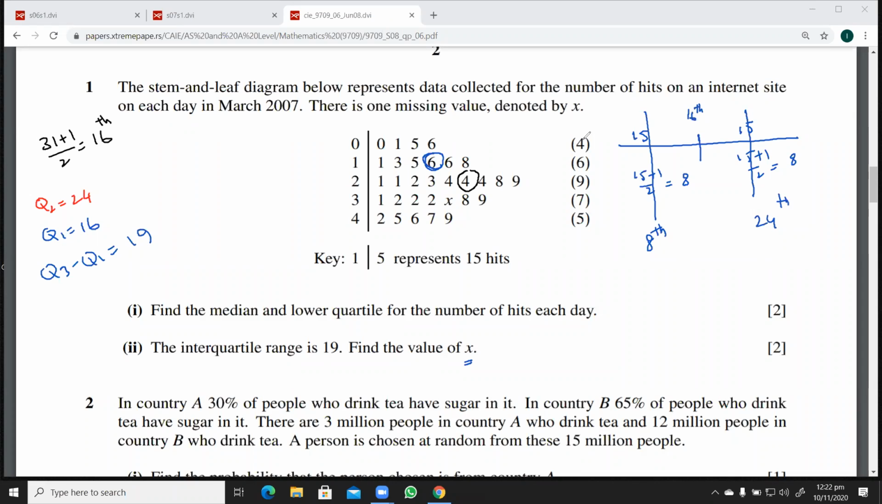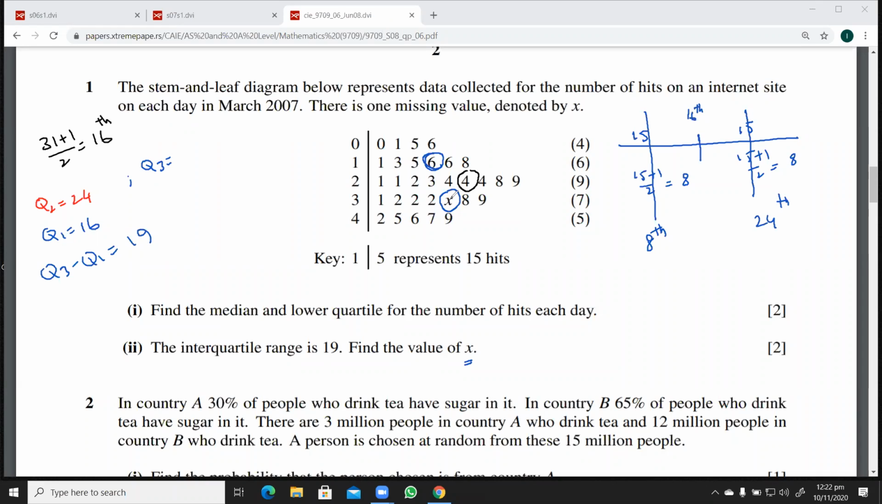So let's count them. This is 4 plus 6, 10 plus 9 is 19. So 20, 21, 22, 23, 24. So this is your upper quartile. How can I write this upper quartile? 16 plus 19? No, this X over here.